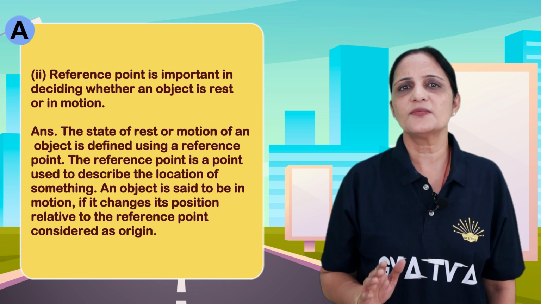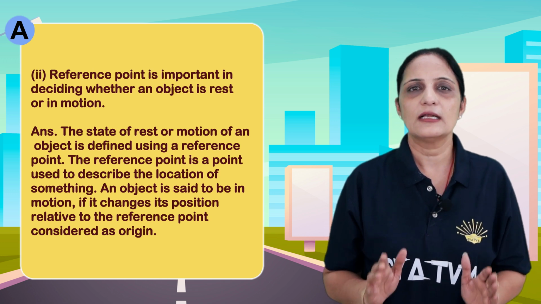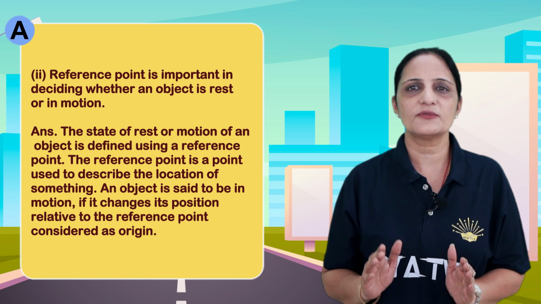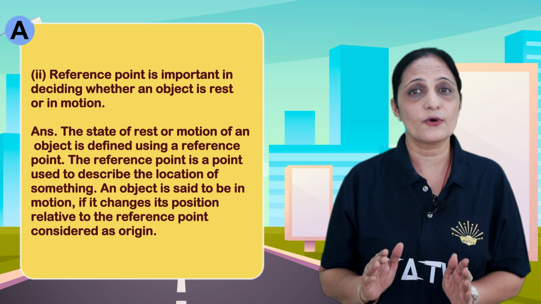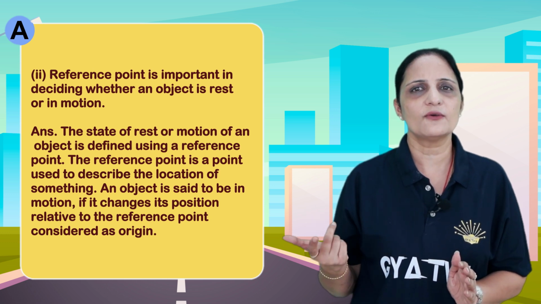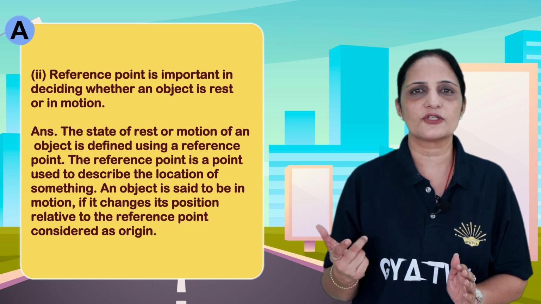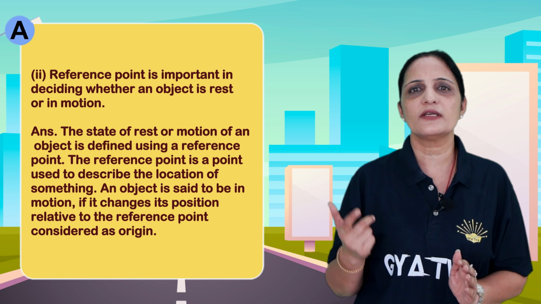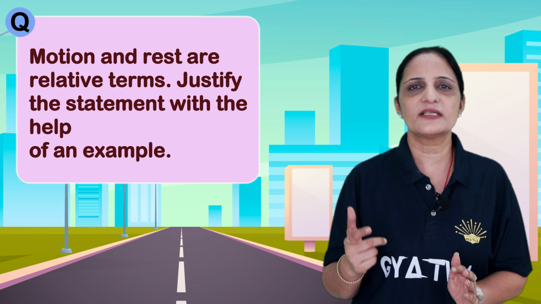Second part, reference point is important in deciding whether an object is at rest or in motion. The state of rest or motion of an object is defined using a reference point. The reference point is what? It is a point used to describe the location of something. That something can be an object also. An object is said to be in motion if it changes its position relative to the reference point considered as origin.